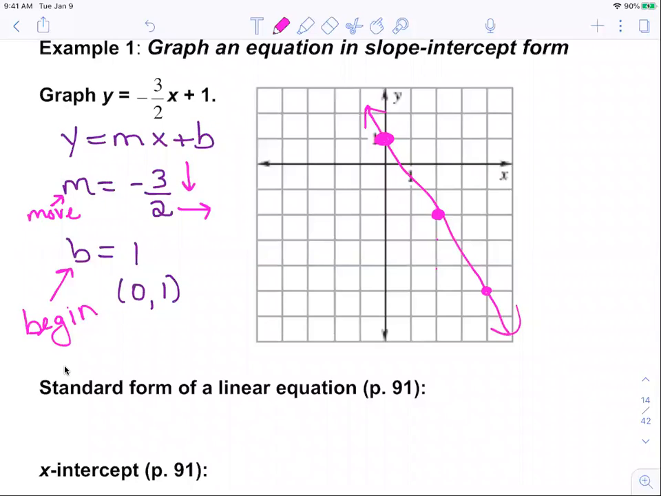And as Brooke said, we could also go the other way. If I had more values on here to plot, I could go the opposite direction and get a point above my y-intercept if I wanted to as well. Just depends on what kind of graph you're given.